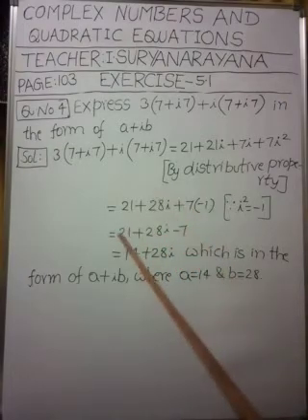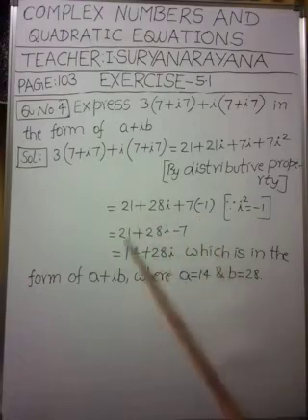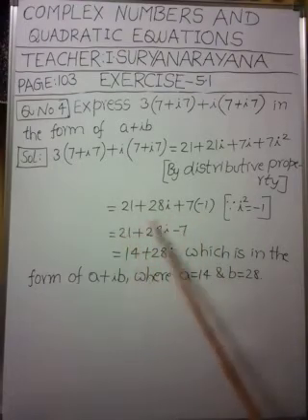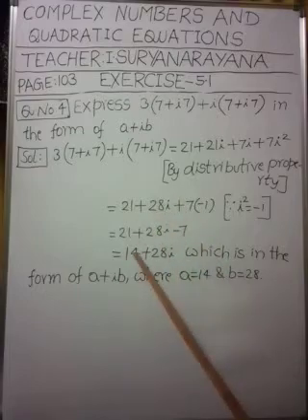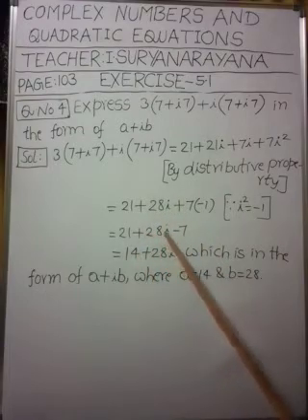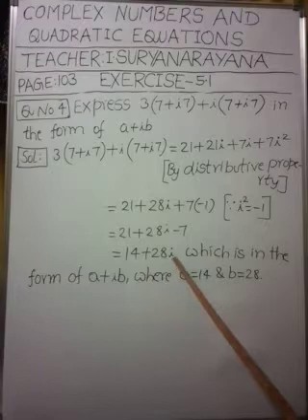If you observe the first and last term, these two are real parts. So we can simplify like terms. They are like terms. 21 minus 7. What will you get here? 14. Plus this is the imaginary part. We write as it is, 28I. Understood this step, my children?